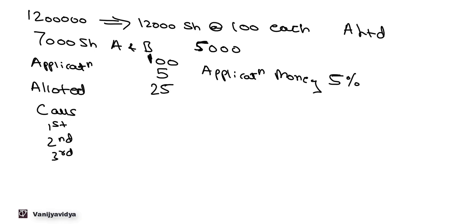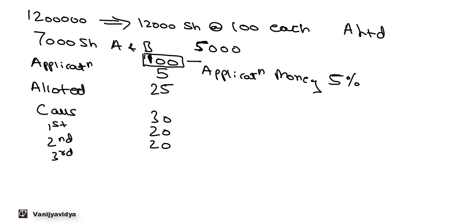So in the first call, the amount taken is 30, the second call 20, the third call 20. Now if we see the total, 5 plus 25 is 30, 30 plus 30 is 60, plus 20 is 80, 80 plus 20 is 100. So that is the total face value of the share.